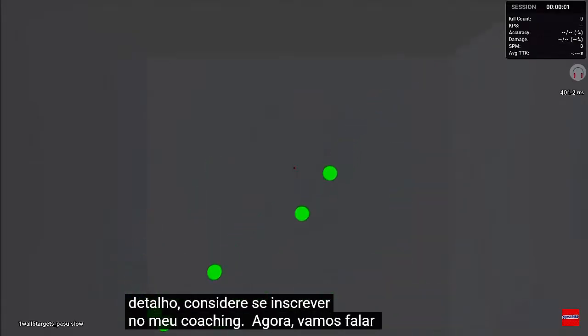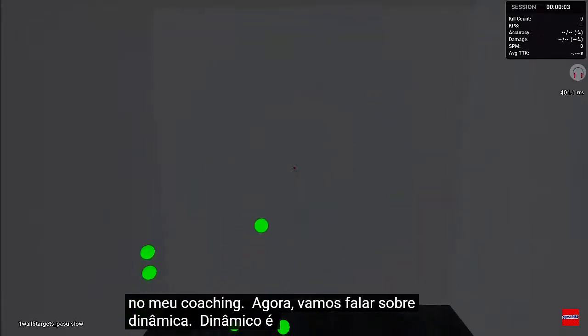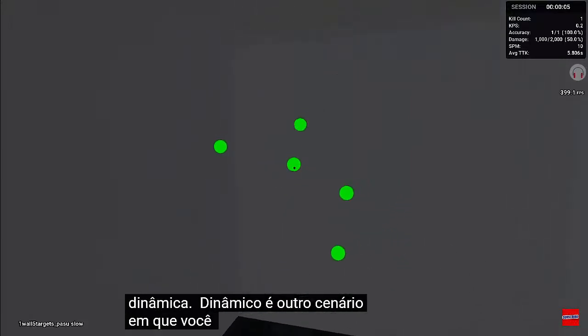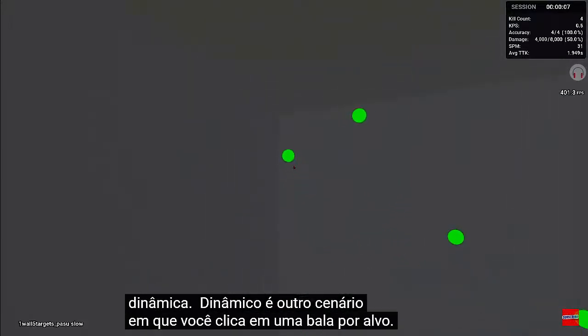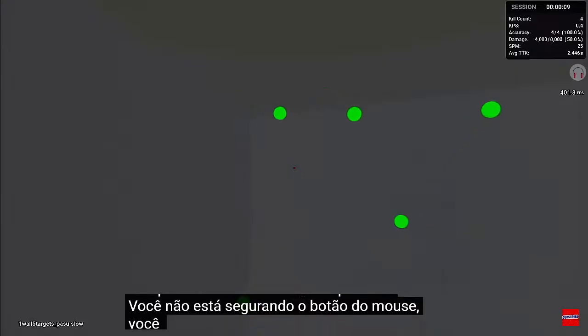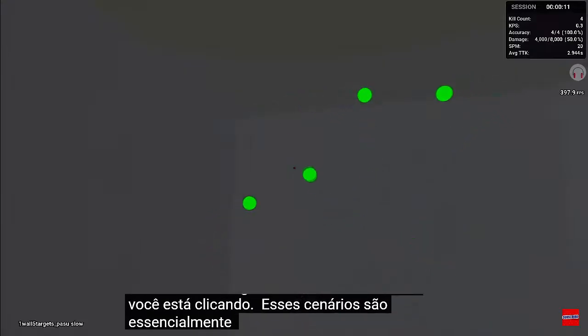Now, let's talk about dynamic. Dynamic is another scenario where you click one bullet per target. You're not holding down mouse one, you're clicking. These scenarios are essentially moving targets.